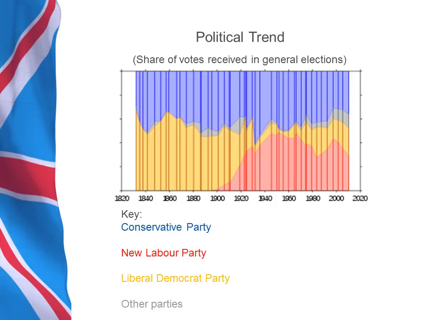If you're wondering why that is, and we'll discuss it later, it is because the Liberal Democrat Party and the New Labour Party are very similar in ideologies and beliefs.